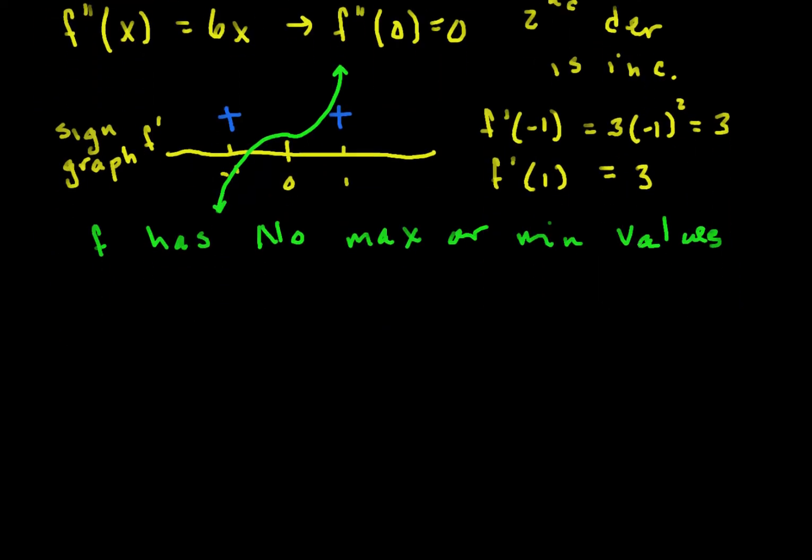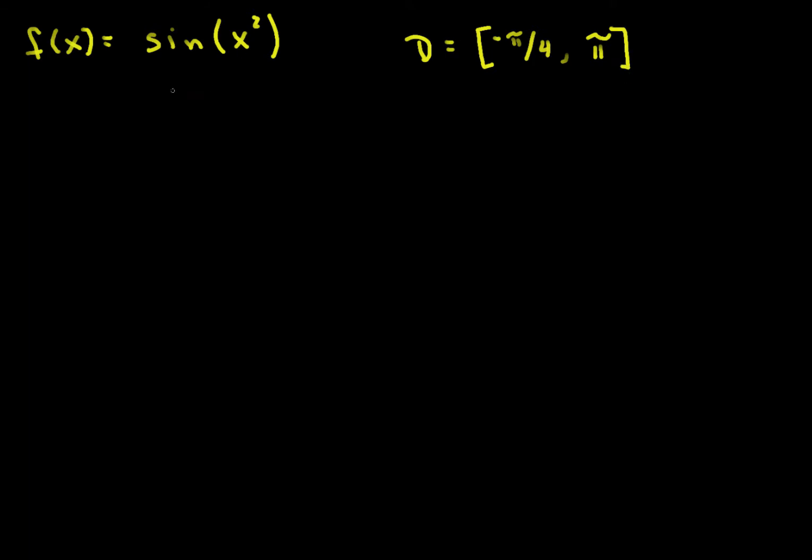So let's try our hand at another function, a little bit more maybe complicated. Let's say f of x is equal to sine of x squared. And we're going to look at the interval from, say, negative pi over 4 up to pi. So this is our function, sine x squared, and our interval is negative pi over 4 to pi.